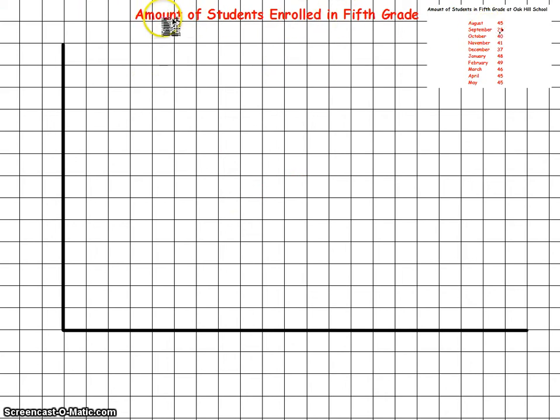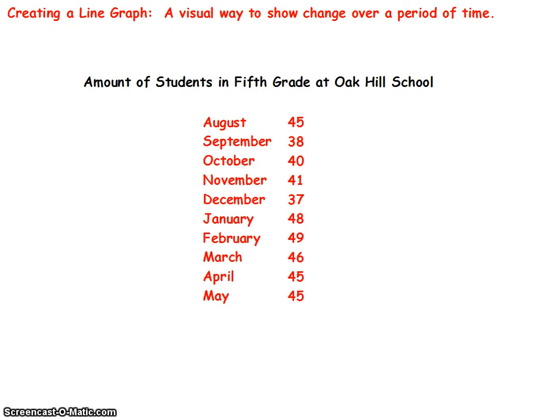Okay, so on your grid, remember that one of the important things we have to do is think about what our title is. A lot of times you get your titles from the data that's displayed: the amount of students in 5th grade at Oak Hill School.